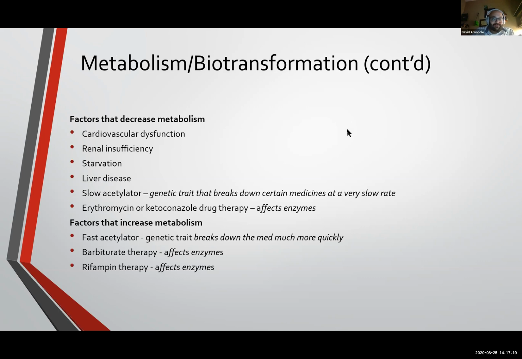The medications themselves can also alter metabolism. Barbiturates can actually affect your enzyme ability. Rifampin can as well. So as you start taking medicines or giving medicines to people, they'll start changing the medication while the medication is actually working on the body. It can change how they absorb normally or act normally on the body.